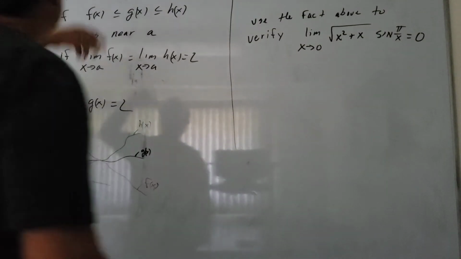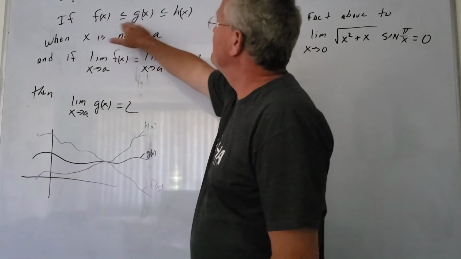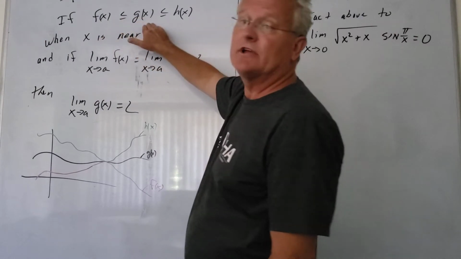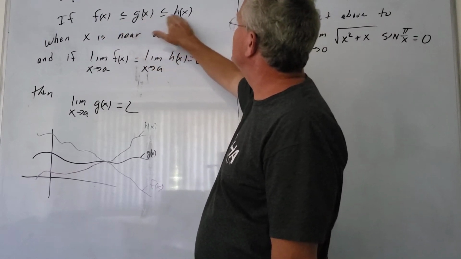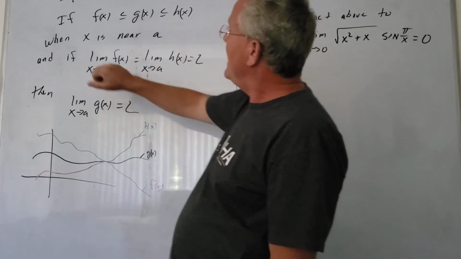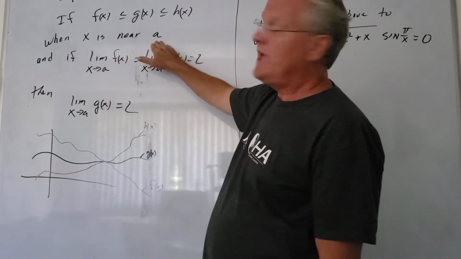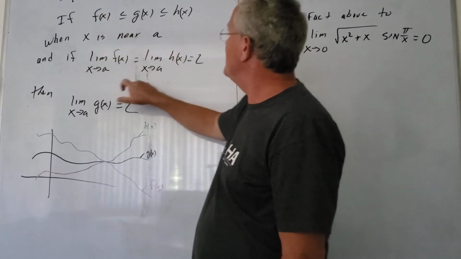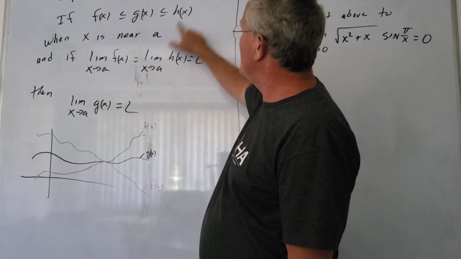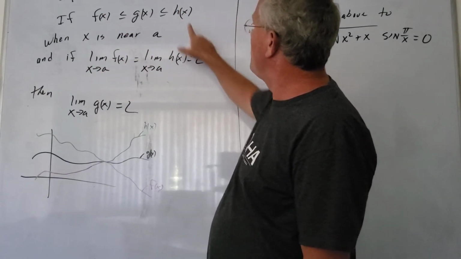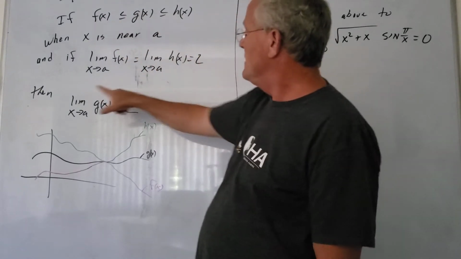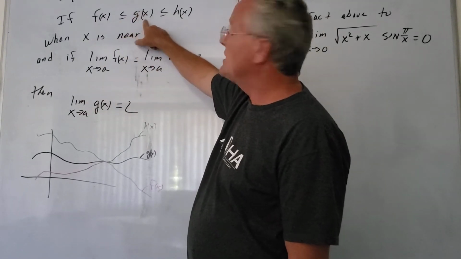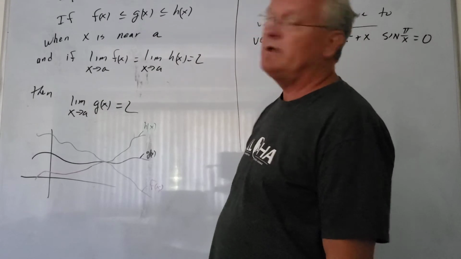Okay, the squeeze theorem says the following. If f of x is less than or equal to g of x and g of x is less than or equal to h of x, when x is near a, and if the limit as we approach a of f equals the limit as we approach a of h, both of these limits being L, then the limit as we approach a of g has to also be L.